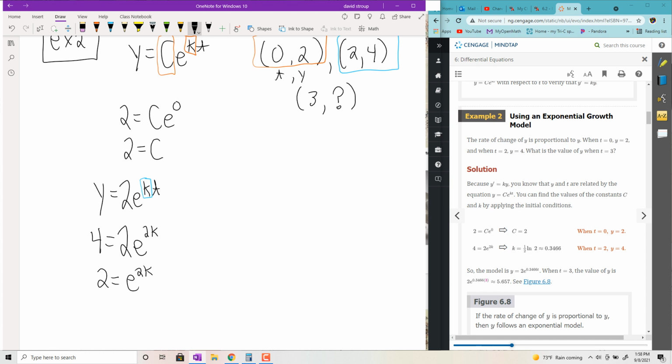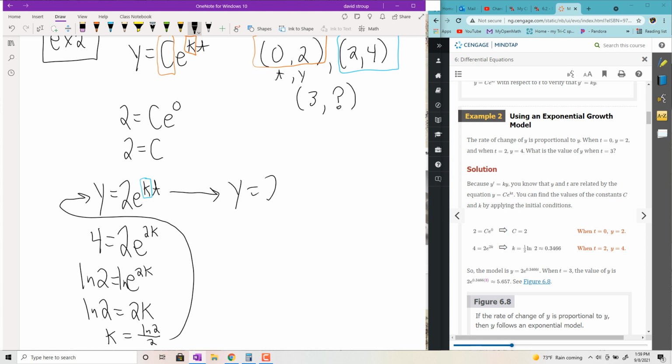Take the natural log on both sides. So I have ln 2. On the right side, the ln and the e kind of cancel each other out again because they're inverses. So you're just left with 2k. And then you can solve for k, and that's equal to ln of 2 all over 2. Okay. So now I can rewrite my equation again. So I'll plop it into there, and I get y equals 2e to the (ln 2 all over 2)t. The book uses an approximation. I hate approximations, though, so I just avoid it altogether.